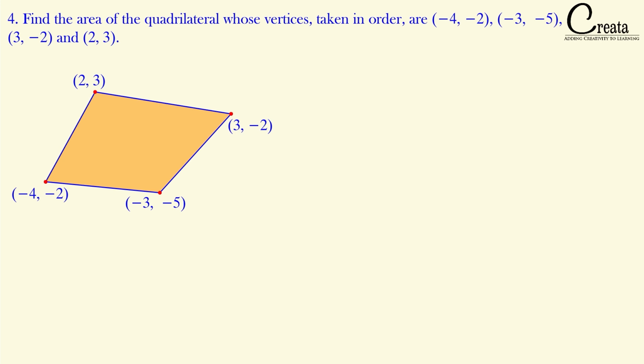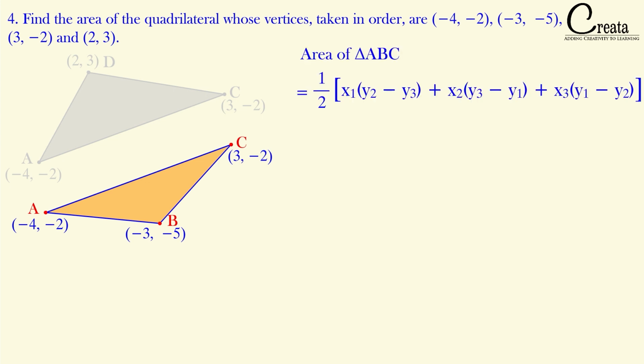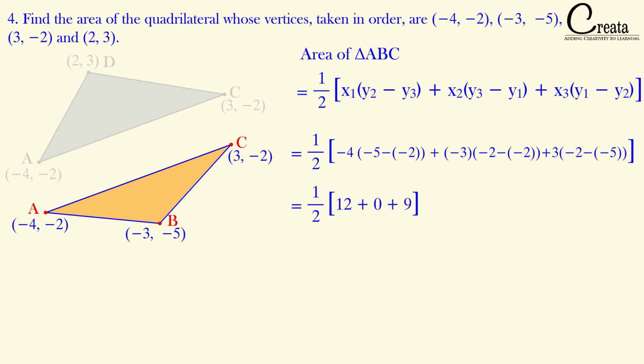Got it? So firstly, let's name all the four vertices A, B, C and D. Let's segregate the triangles ABC and ADC. Firstly, let's find the area of the triangle ABC. Here we know 3 points and we also know the formula of the area of the triangle. We can simply put all the three coordinates into the formula. On solving, we got the area of the triangle ABC as 21/2.